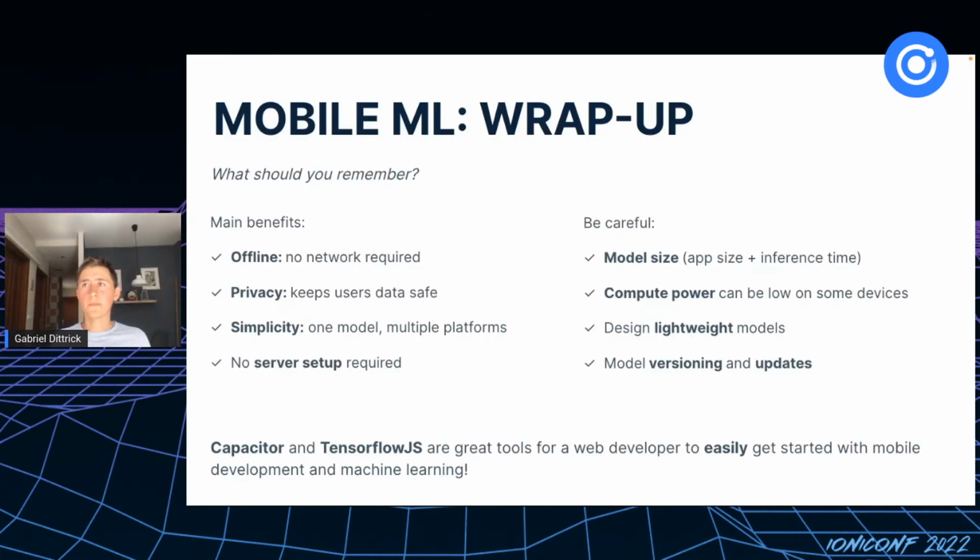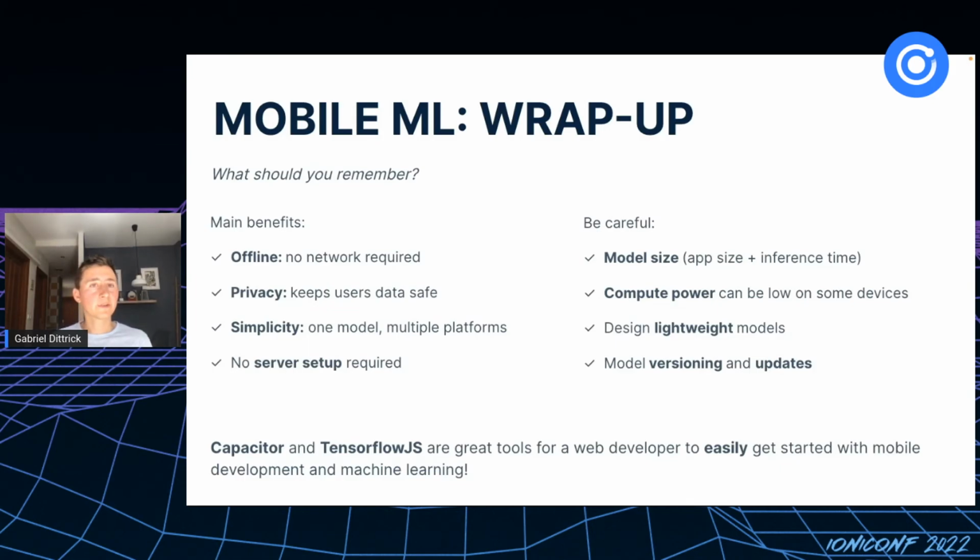And now let's just wrap up. What are the main benefits of mobile machine learning? The first benefit is that it runs offline. So you do not need any network to make it work. And this will make your app more accessible, and also most of the time it will make it run faster. A big topic is also privacy, as we've seen. You can design algorithms and apps that will run offline without sending any personal data to a remote server.